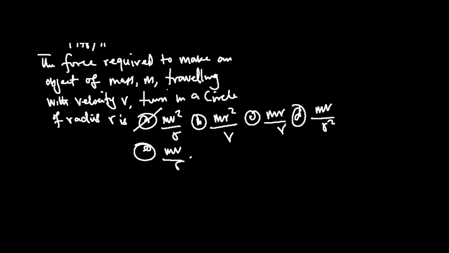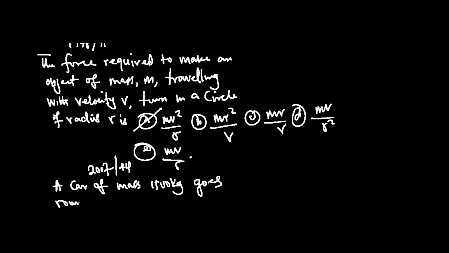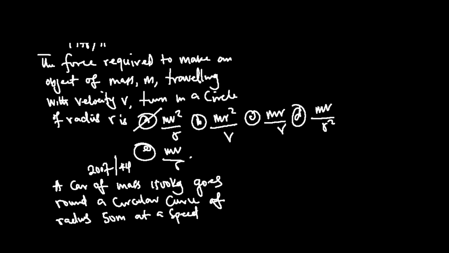Okay, so let's look at this. 2007, question 44. The question states that a car of mass 1,500 kilogram goes round a circular path of radius meter at a speed of 40 meter per second.